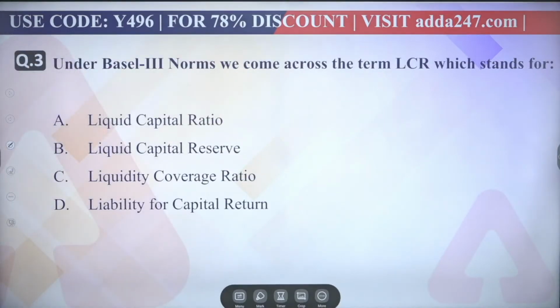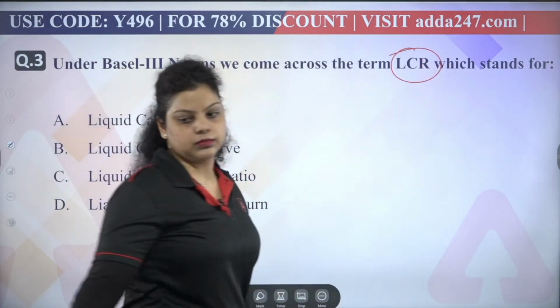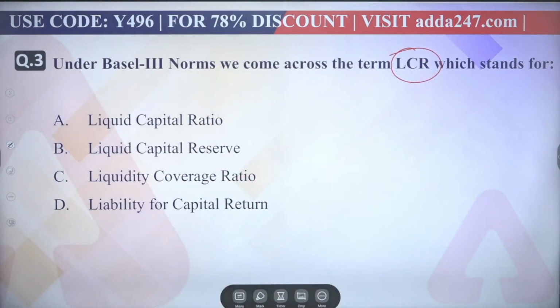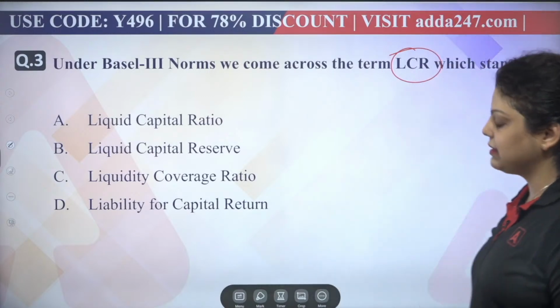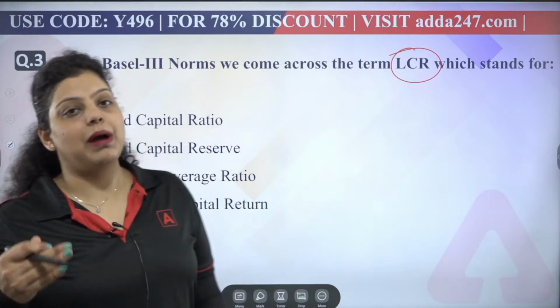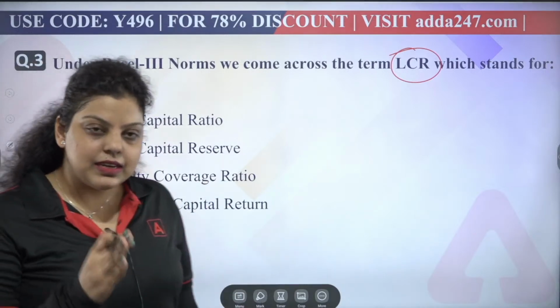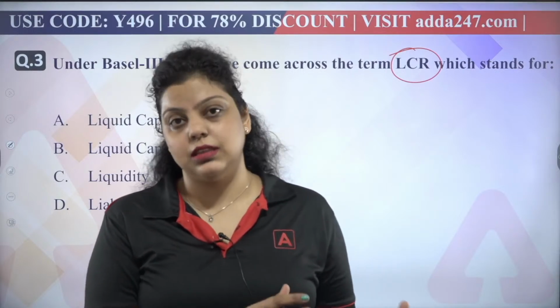Under Basel III norms, we come across the term LCR, which stands for? If we talk about LCR, it was introduced in Basel III. What is Basel? Basel III is simply a norm introduced by the Basel Committee on Banking Supervision. It is an international banking regulation given by the Basel Committee to reduce the risk in the banking system.